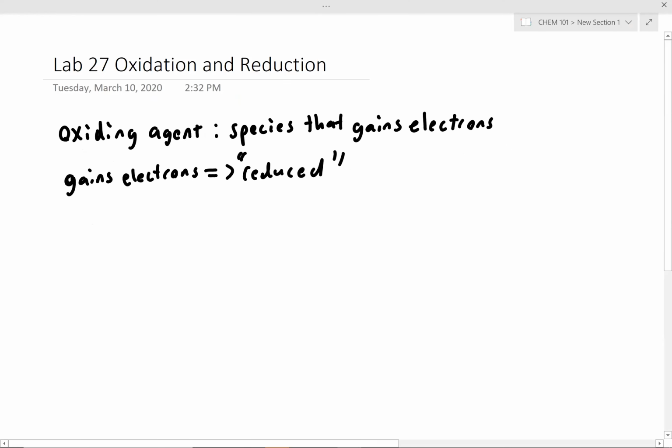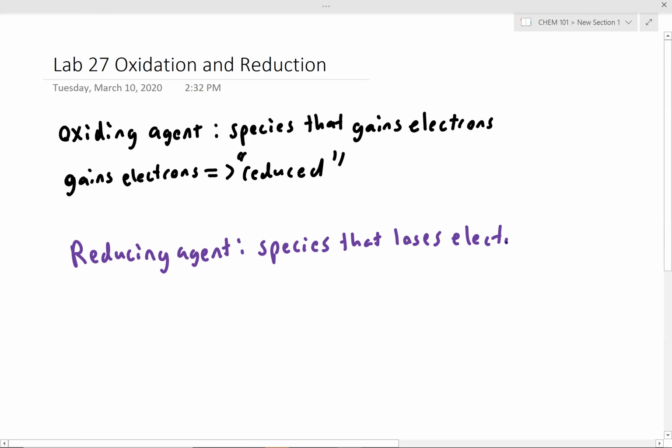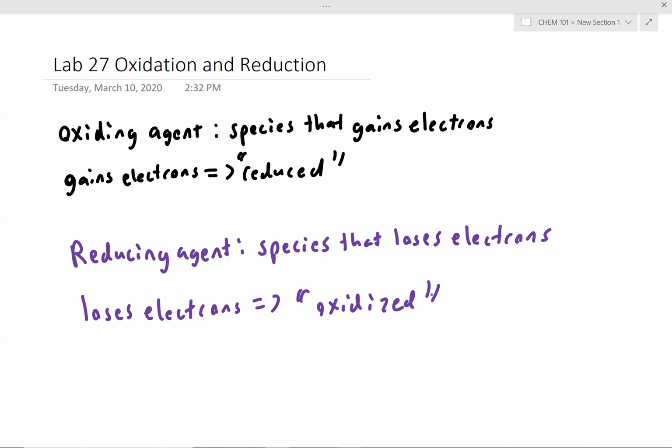As a counterpoint, a reducing agent is a species that loses electrons. Okay, so the reducing agent loses or gives electrons. When we say something loses electrons, quite simply, it is quote unquote oxidized. Okay, so this is the nomenclature that we're going to use in this chapter to describe oxidizing and reducing agents.